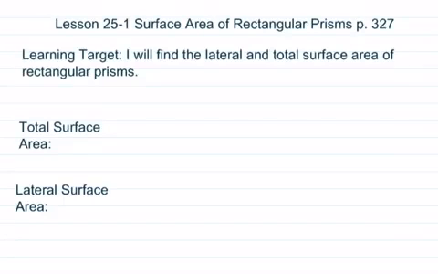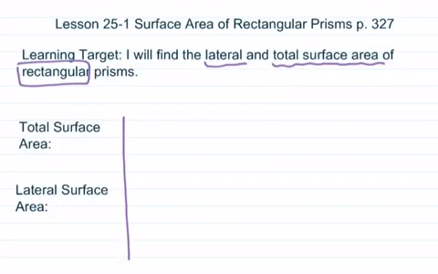Lesson 25.1, surface area of rectangular prisms, and this comes from page 327 in your book. Our learning target: we are going to find lateral and total surface area of rectangular prisms. Okay, so again, focusing on lateral and total surface area of rectangular prisms. Our total surface area, we've been working with composite figures.